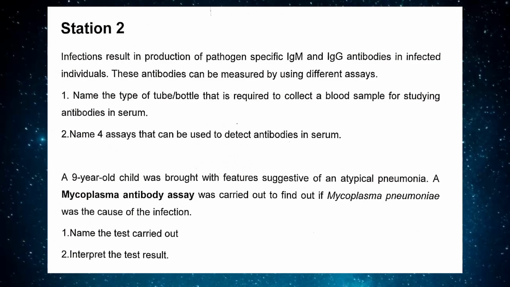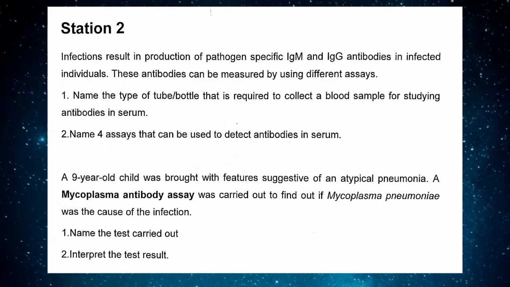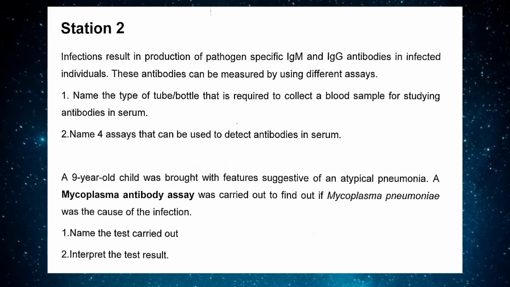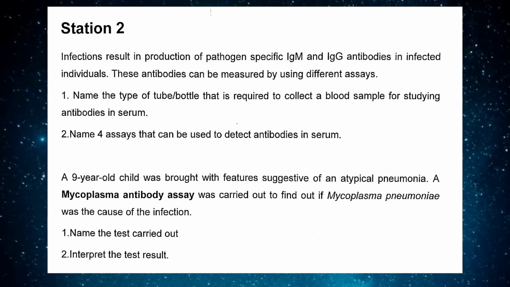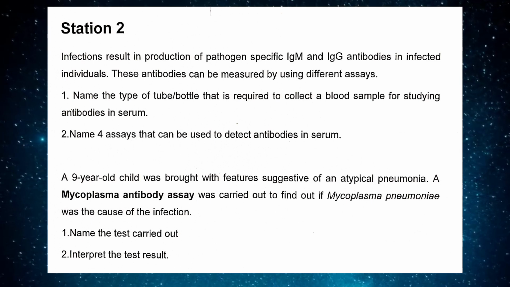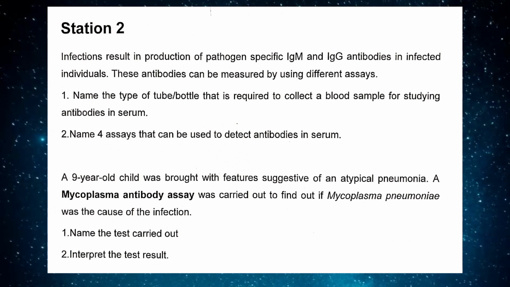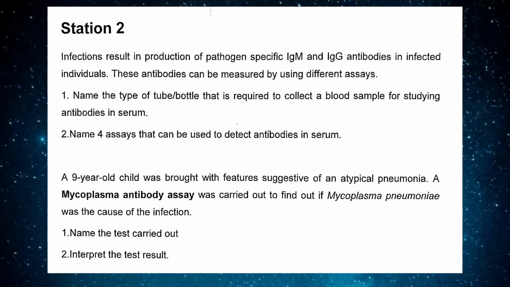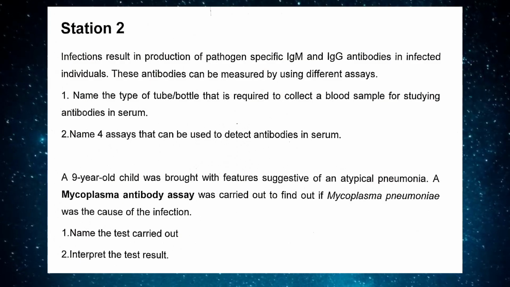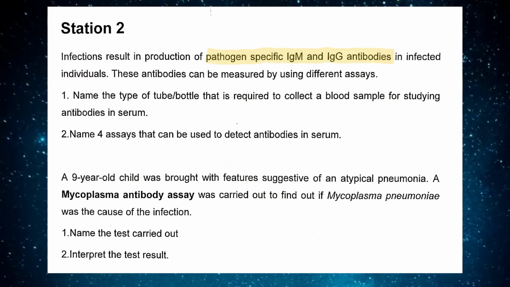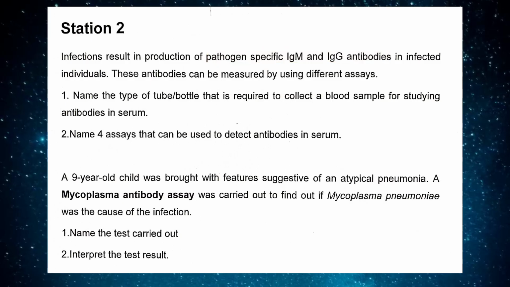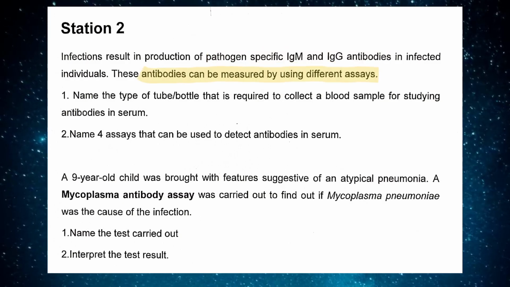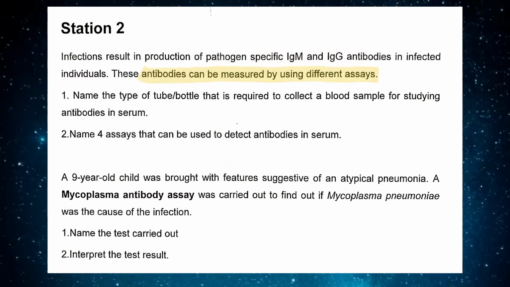In this video, we will discuss a question on the serological diagnosis of infections, focusing on the detection of pathogen-specific antibodies in serum. Let us begin with the first part of the question. Infections result in production of pathogen-specific IgM and IgG antibodies in infected individuals. These antibodies can be measured by using different assays.